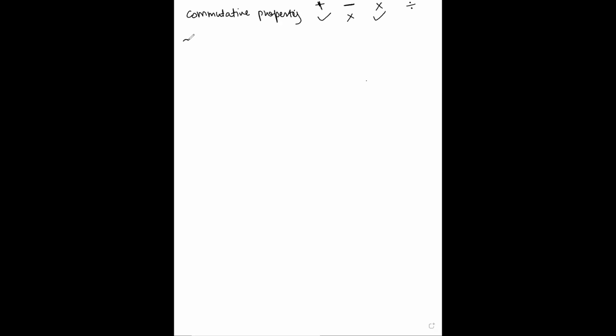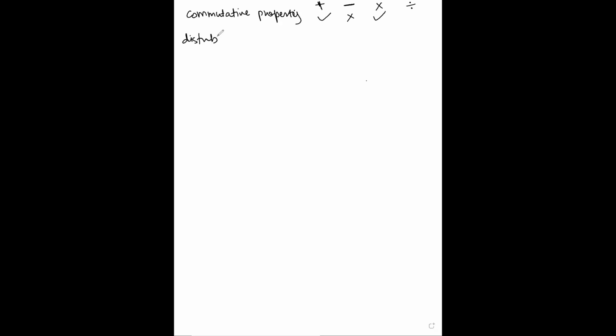Commutative properties are like changing orders. That means you swap the numbers or you change the order. Example: A plus B is equal to B plus A, and B multiplied by A is equal to A multiplied by B. It holds true for addition and multiplication, but it does not hold true for subtraction and division.